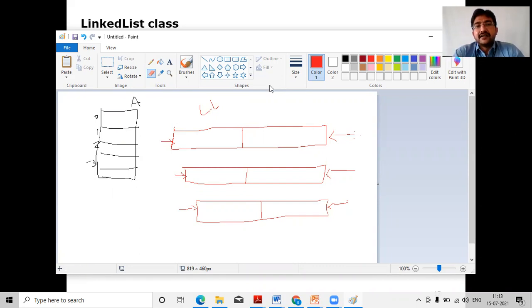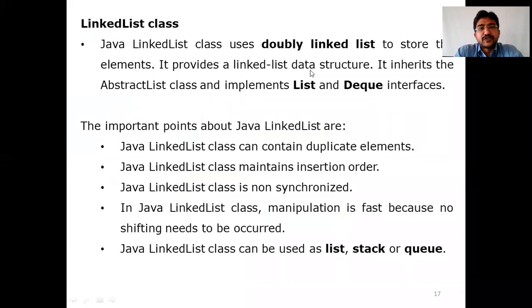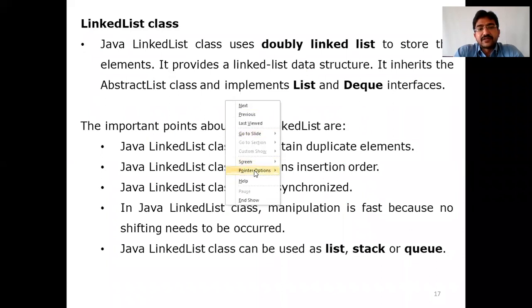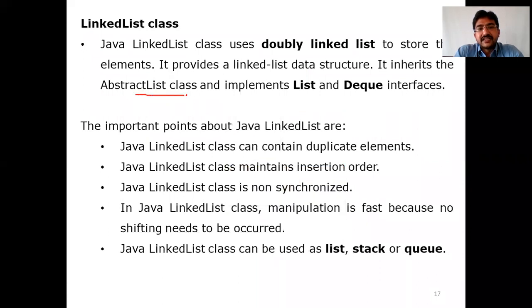Like we add at positions with the help of indexes in the ArrayList, in this LinkedList we work in the doubly linked list format. This list will be stored in the doubly linked list format, meaning from both ends, from the starting and from the ending, we can add or remove elements. Okay, that is the meaning here. To store the elements, it provides a linked list data structure. It inherits the AbstractList class, as we have already discussed, and implements the List and Deque interfaces. So these are the two interfaces that can be used.